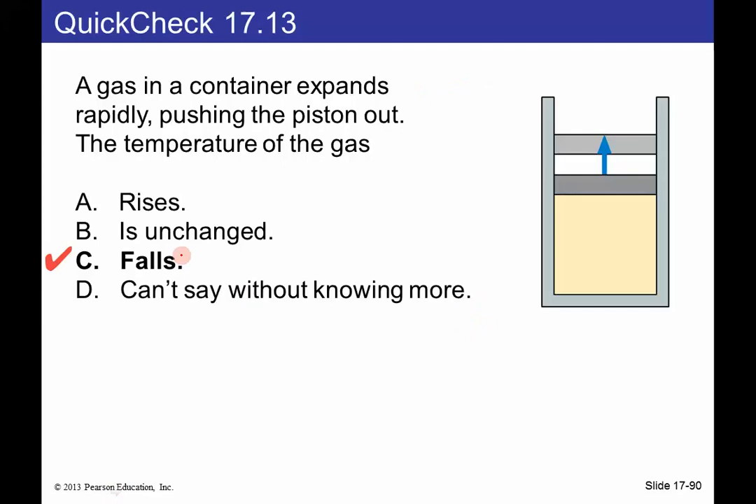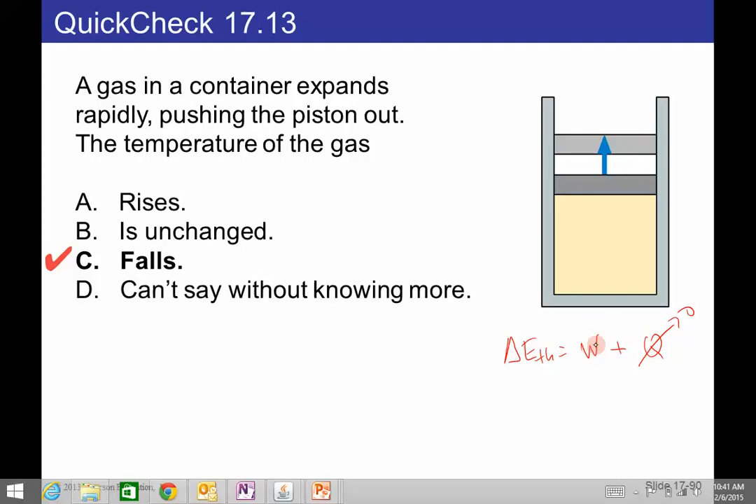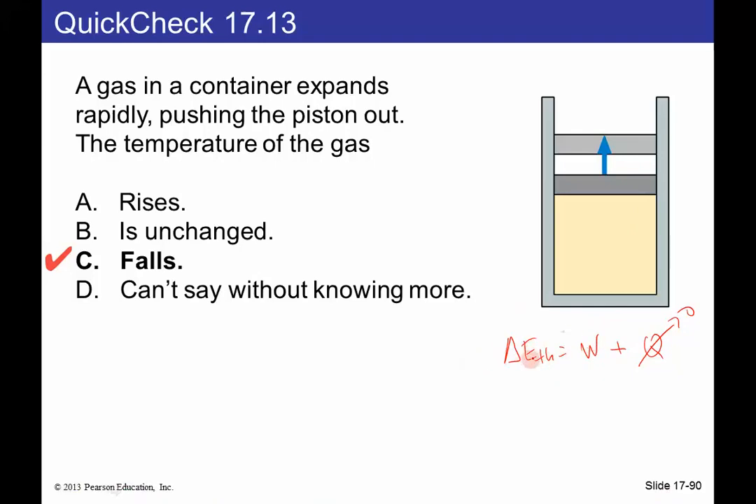Well, it falls, right? Because this is an adiabatic process. It's a very rapid process, right? So delta E thermal is equal to W plus Q, but Q is zero, right? Because there's no change in energy. So all this is delta U. So the gas is expanding, it's doing work, so it's losing energy. So the thermal energy decreases, and that means, remember, that this is equal to nCV delta T. So therefore, this delta T has to be negative, that the temperature falls.